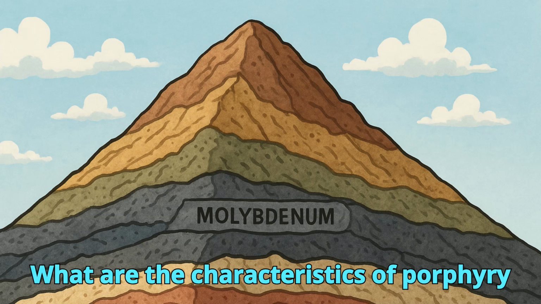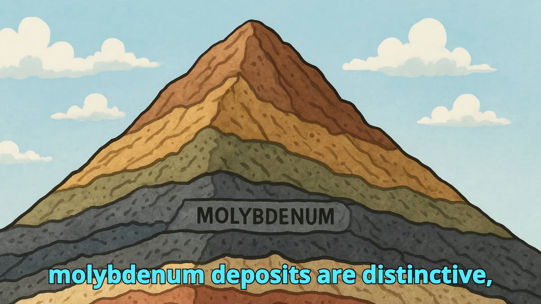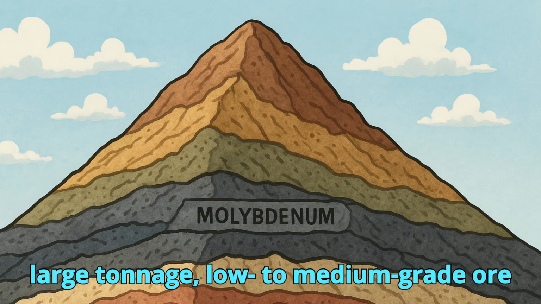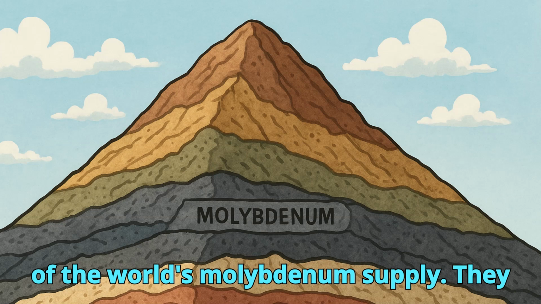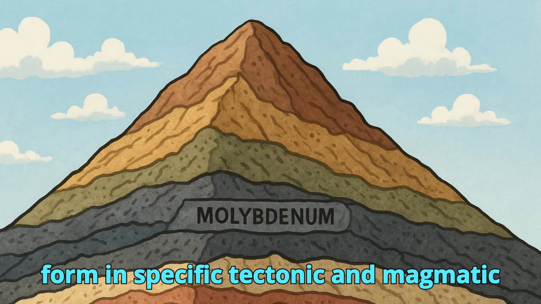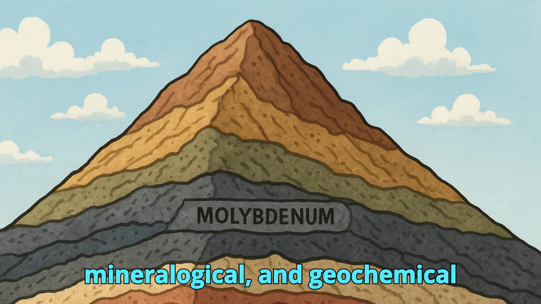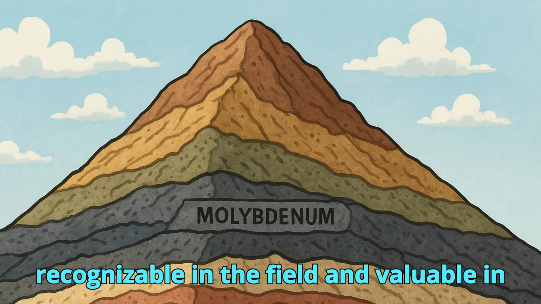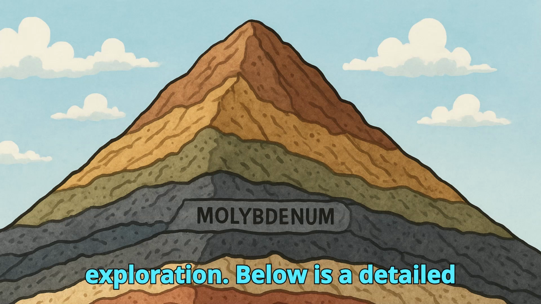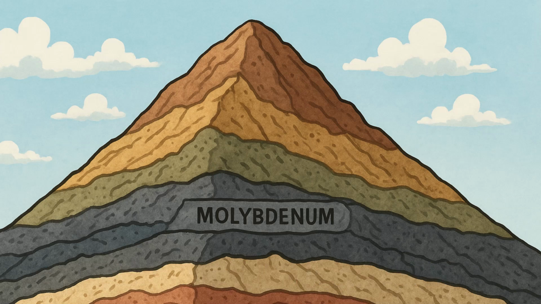What are the characteristics of porphyry molybdenum deposits? Porphyry molybdenum deposits are distinctive, large-tonnage, low to medium grade ore systems that provide a significant share of the world's molybdenum supply. They form in specific tectonic and magmatic settings and exhibit a set of geological, mineralogical, and geochemical characteristics that make them recognizable in the field and valuable in exploration. Below is a detailed discussion of their key characteristics.